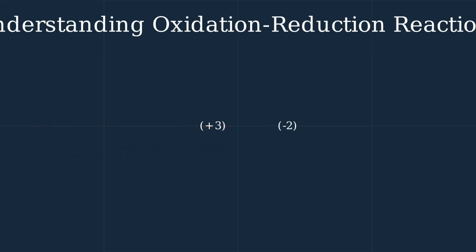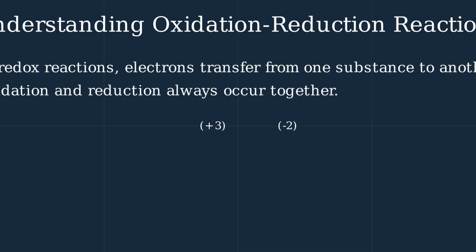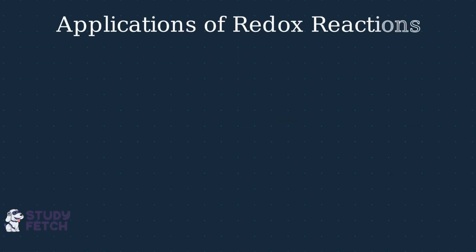To summarize, redox reactions involve electron transfer between chemical species. Oxidation and reduction processes always occur together. They are two sides of the same reaction. Now that we understand the basics of oxidation-reduction reactions, we are ready to explore their applications and learn how to balance them.